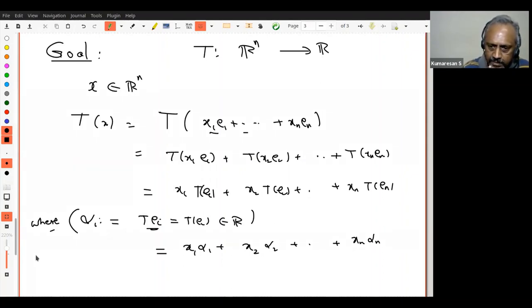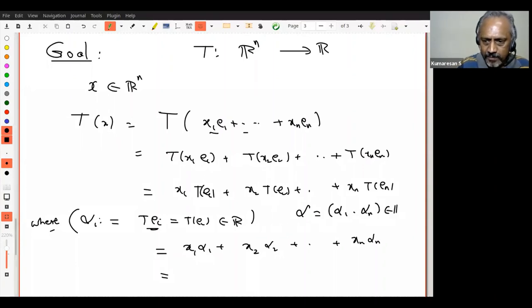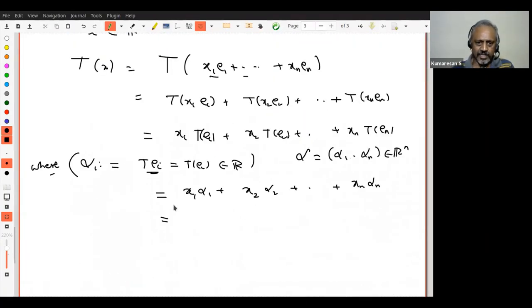Okay. Now go back. Do you see what this is? Do you recognize this, in terms of something which you defined earlier? Note, let us look at alpha as alpha 1, ..., alpha n. This is a vector in Rn, right? What is alpha i? It is T of ei. That's a number, right? Therefore, this alpha is a vector in Rn. x is a vector in Rn. Then what is x1 alpha 1 + x2 alpha 2 + ... + xn alpha n? Can somebody tell me the answer? Sir, dot product. Yes, that's a dot product of the vector x and alpha.